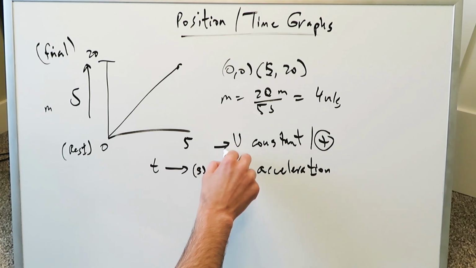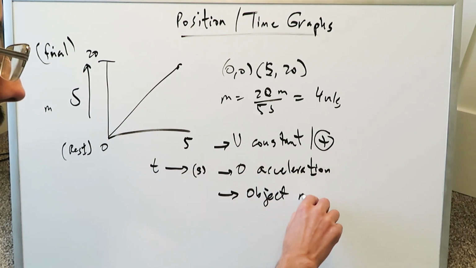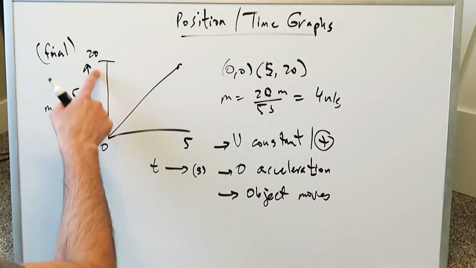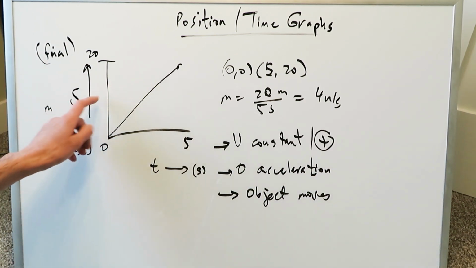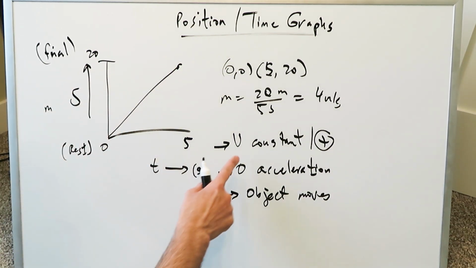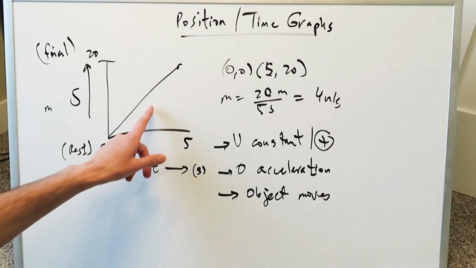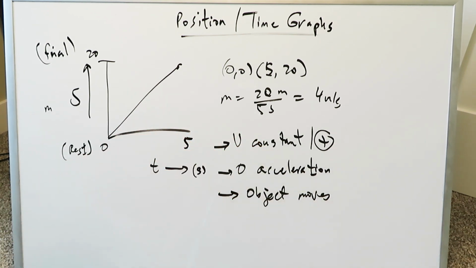And lastly, the other one is your object moves. And how much does it move? You know here, it moved 20 meters. So when you have a straight line graph aimed upwards, position versus time, these are the conclusions you make. Velocity is constant and it's positive. Your acceleration is 0 and your object moves. So at all instants of time, you're always moving at 4 meters per second. And you can say very roughly you have a speed here of 4 meters per second.